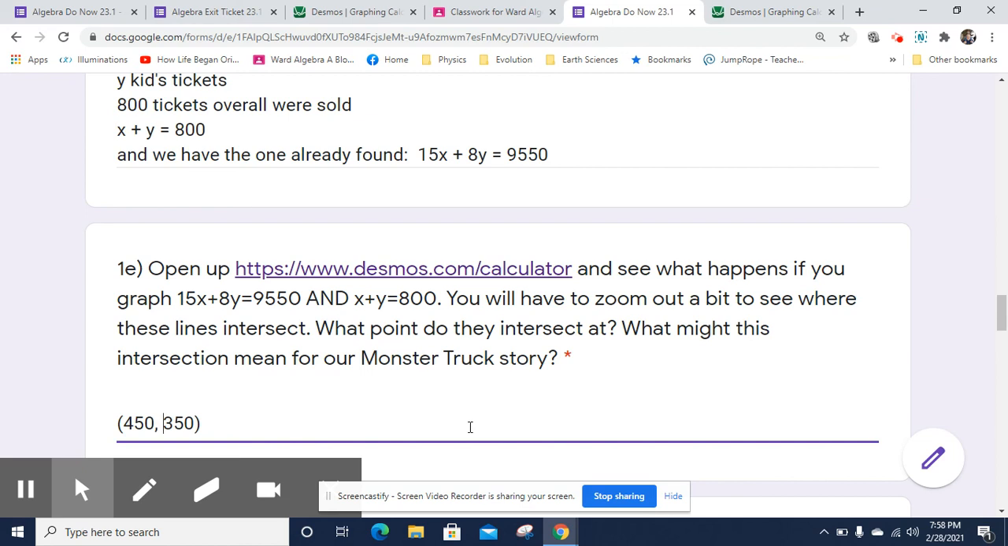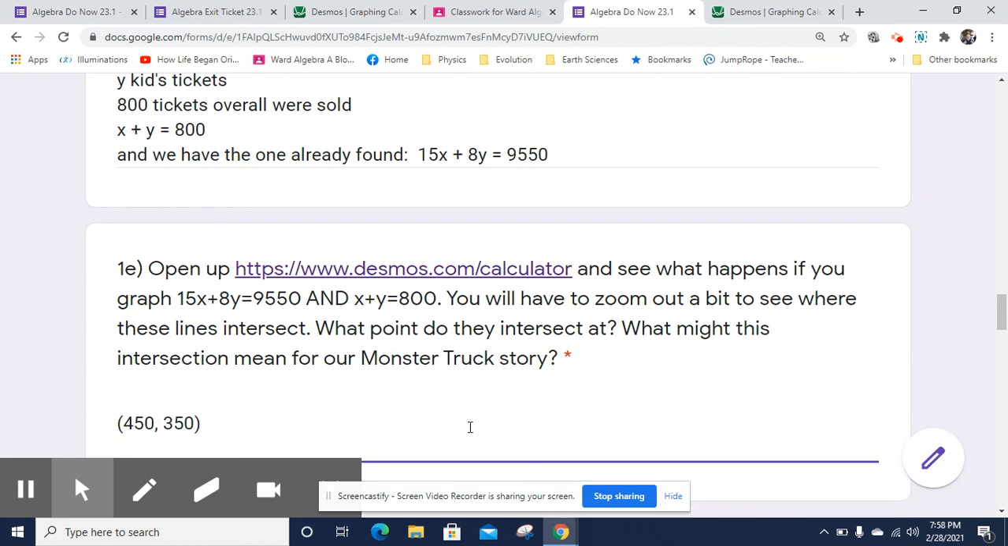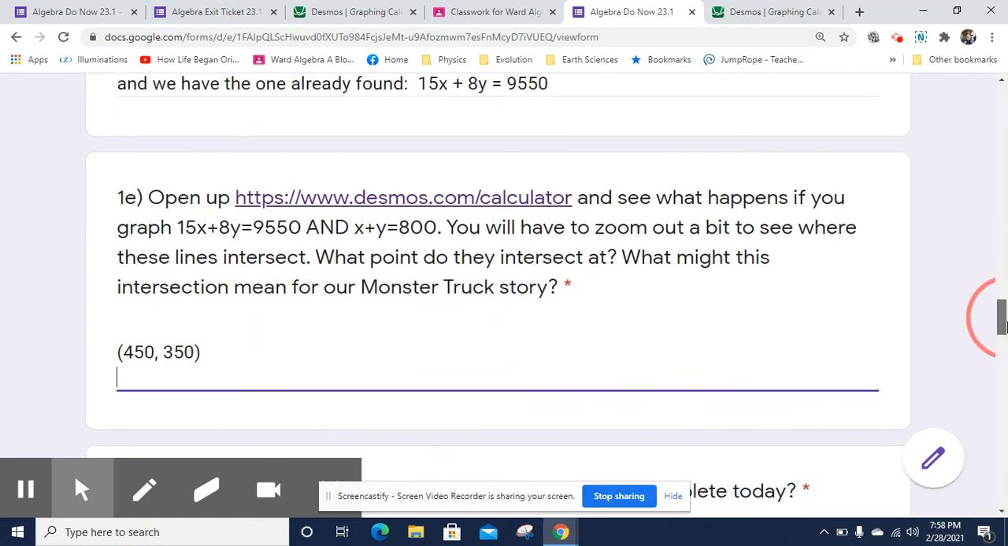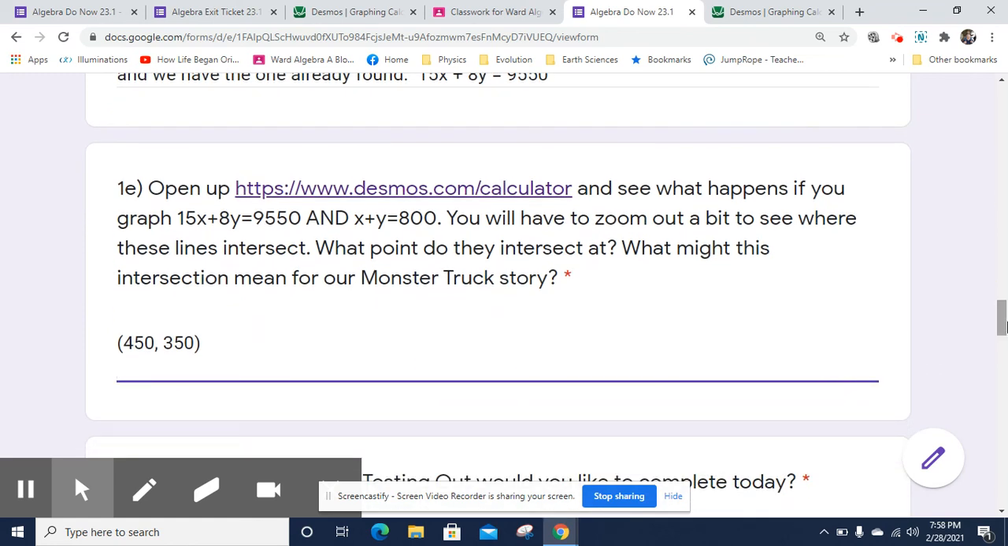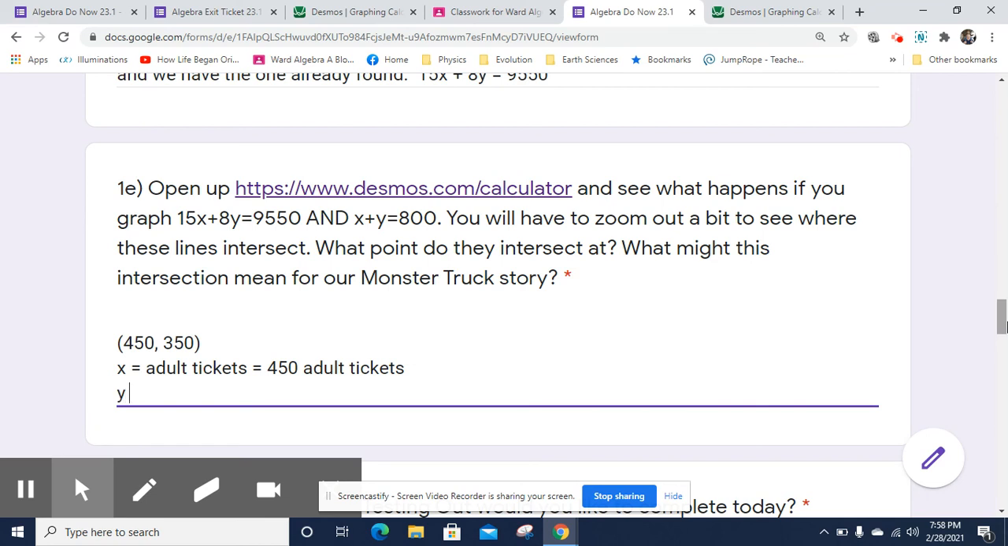So what we have done is found the number of adult tickets that were sold. X equals adult tickets equals 450 adult tickets. And Y equals kids tickets, which equals 350 kids tickets. By having two equations, we were able to pin down exactly how many adult tickets and exactly how many kids tickets we had. And I will go ahead and stop at this point.